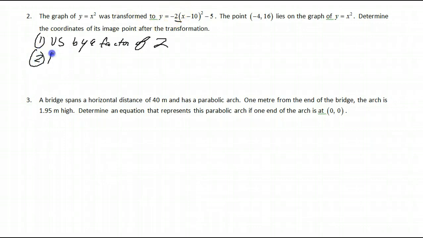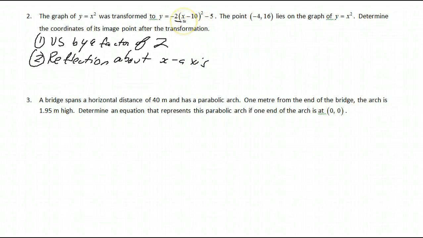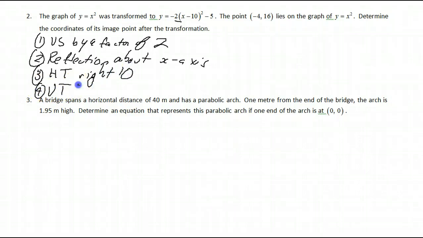Number 2, reflection. You must stretch first, then reflect. Reflection about x axis. Next, I usually go horizontal first. It doesn't matter at this point though. I'm going to go horizontal translation, right 10. So over here, 3 HT, right 10. And last, a vertical translation, down 5. When you describe transformations, you tell me what kind, horizontal or vertical. Then you say which way, right and how much, 10, down 5.